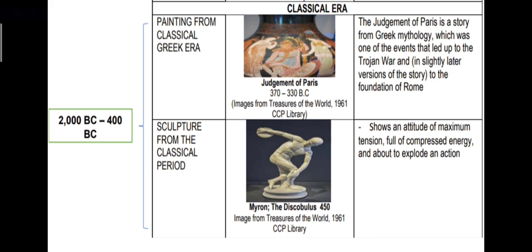In the classical era, painting from classical Greek era, The Judgment of Paris is a story from Greek mythology, which was one of the events that led up to the Trojan War and to the foundation of Rome. In the sculpture from the classical period, it shows an attitude of maximum tension, full of compressed energy and about to explode into action. This is Myron's Discobolus, 450. Image from Treasures of the World in 1961, CCP Library.